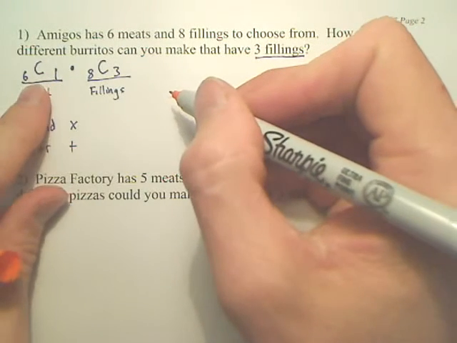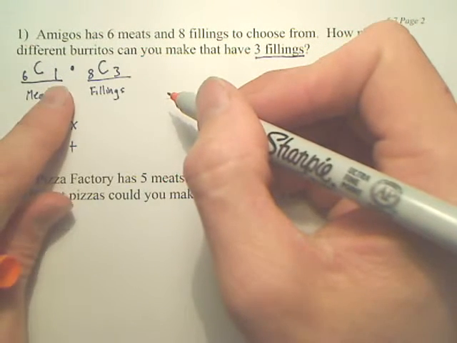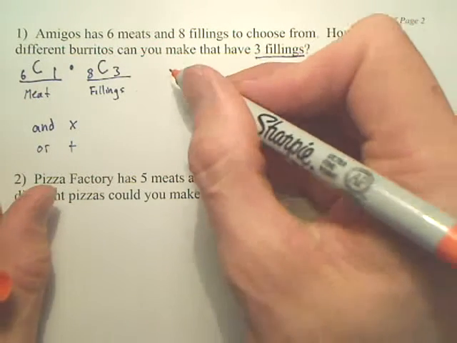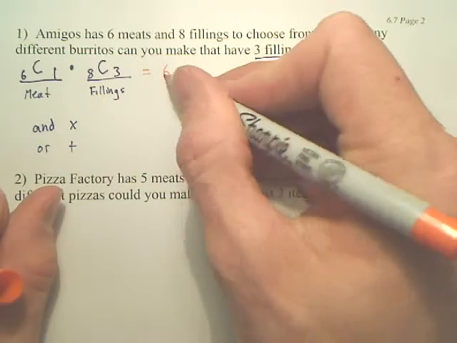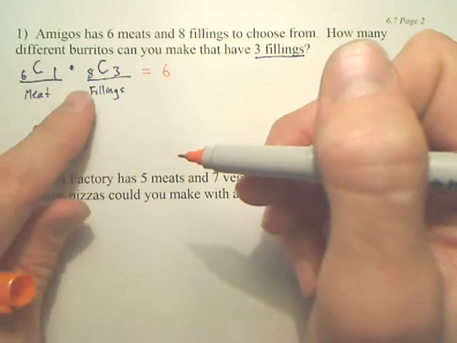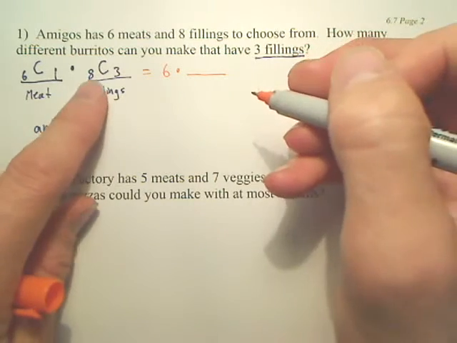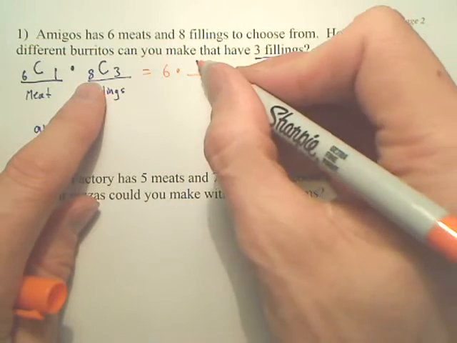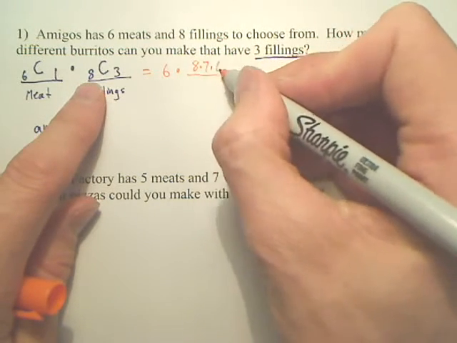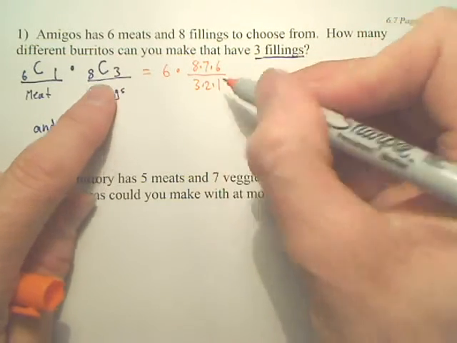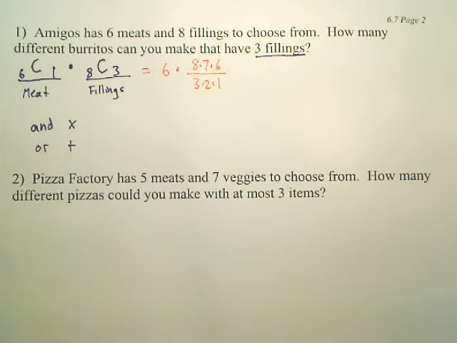6C1. Well, if you have 6 and you're choosing 1, how many ways can you choose 1 out of 6 choices? Hopefully you understand that is 6. Now 8C3 is a little bit more complicated. 8C3, well that's 8P3, which is 8 times 7 times 6, divided by the 3 factorial. It's a little bit more work.